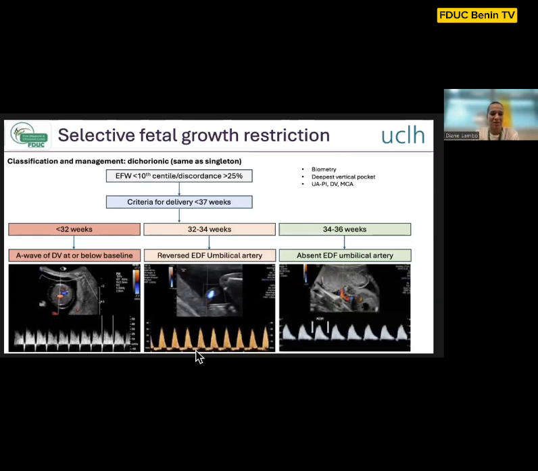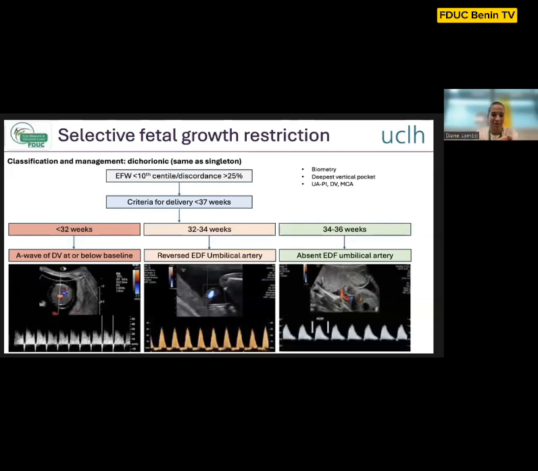And again, you can see that in the picture here. You've got reversed flow. You can see that nicely all throughout your wave sequence. And then finally, the green box, what is the indication? You're waiting for absent end diastolic flow in your umbilical artery. Okay, so these are the indications. Before 32 weeks, ductus changes. Between 32 and 34 weeks, reversed end diastolic flow in your umbilical artery. And between 34 and 36 weeks, you're looking for absent end diastolic flow in the umbilical artery.